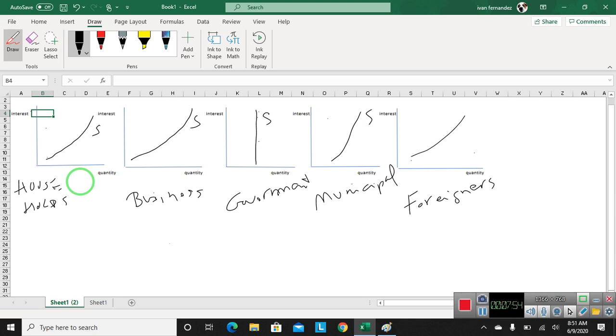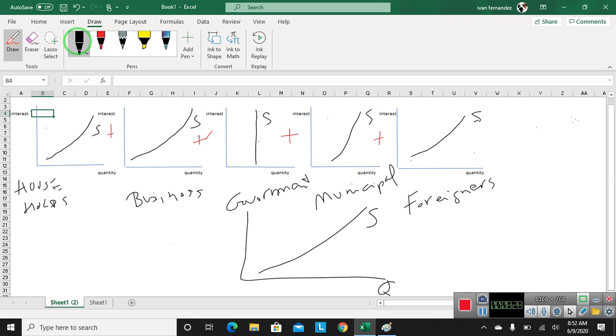And foreigners also can supply us with money. If they see that in the U.S. interest rates are high, they will bring their money from overseas and invest in the United States, and that will increase the supply of money. So the result is, just like we did with demand, if you add all of this supply, right? If you add all of it, you end up with the aggregate supply of funds, of loanable funds.